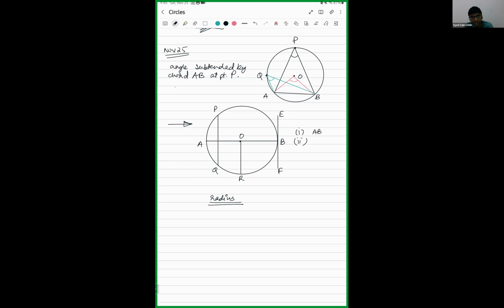AOB. Okay. AO is radius, OB is radius, and one more. There is one more radius over here. OR.